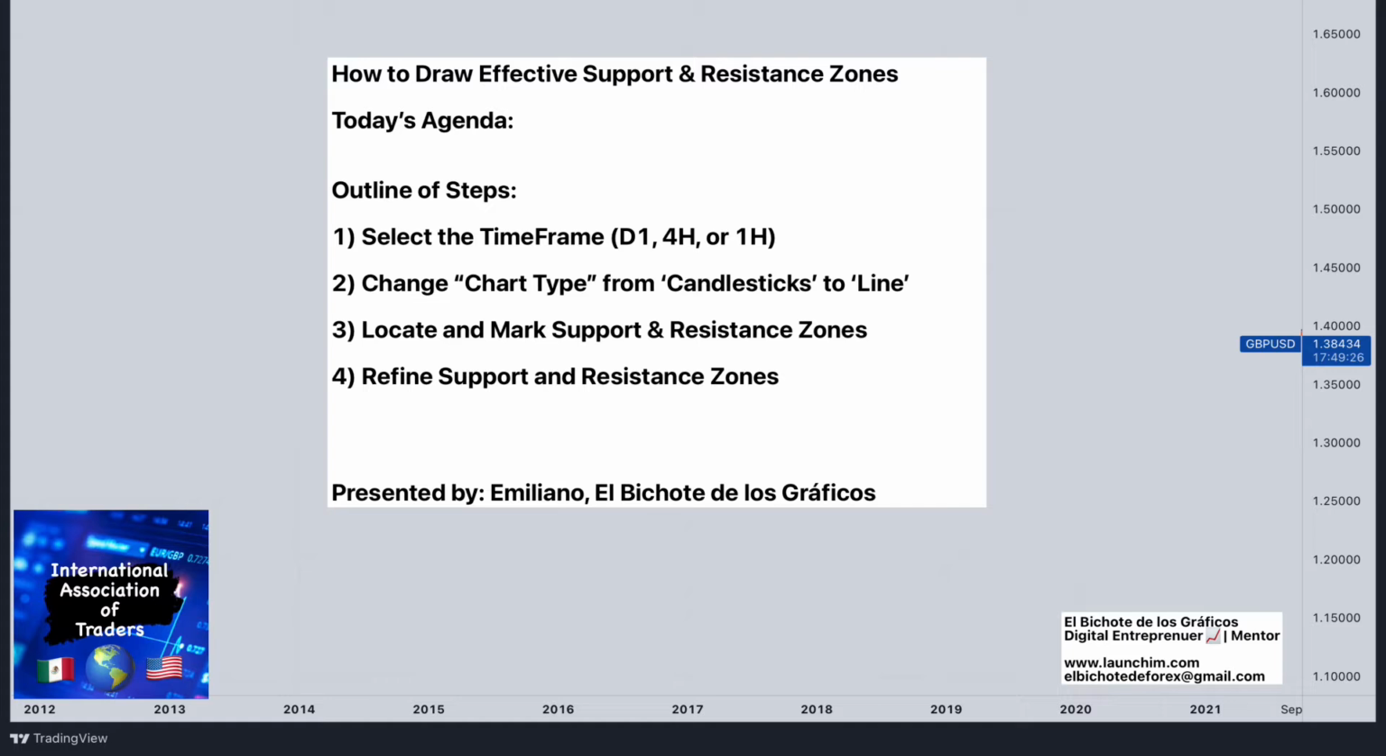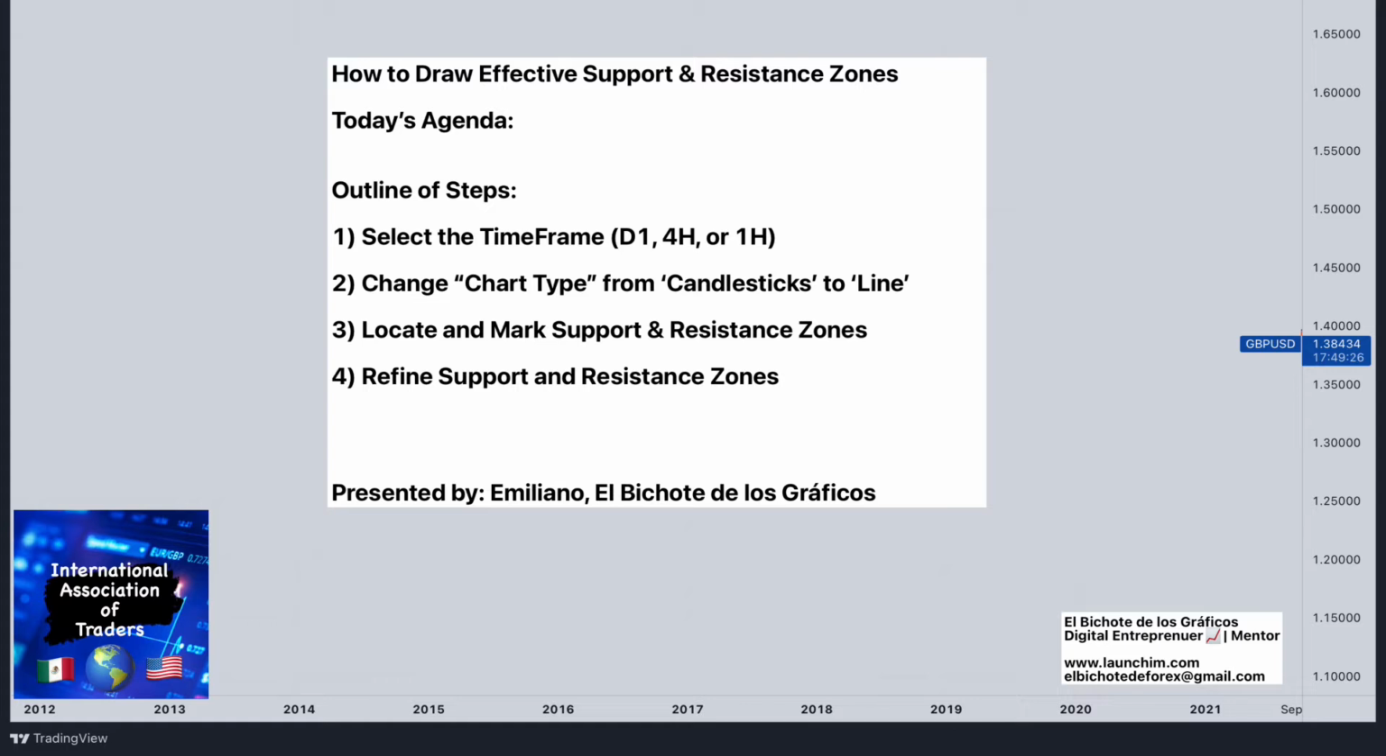Support and resistance is also one of the most talked about fundamental components of technical analysis in the financial markets, and it can also be applied to pretty much any asset in the foreign exchange market, cryptocurrency market, the stock market, or even indices. It's also a very subjective topic, because what I mean by that is it's not as clear cut and dry as you may think it is.